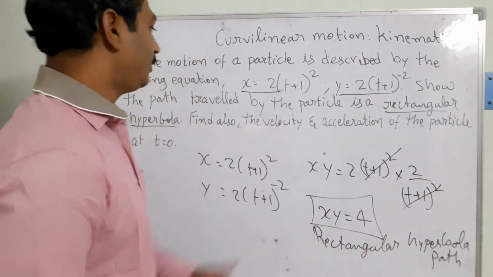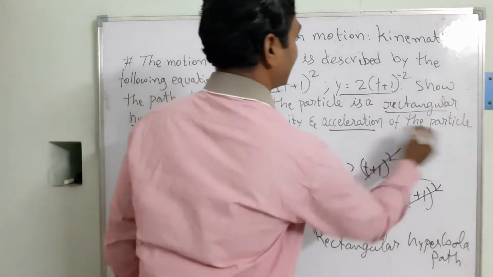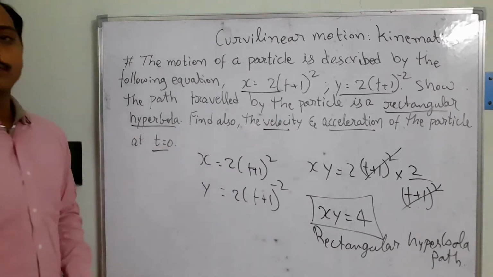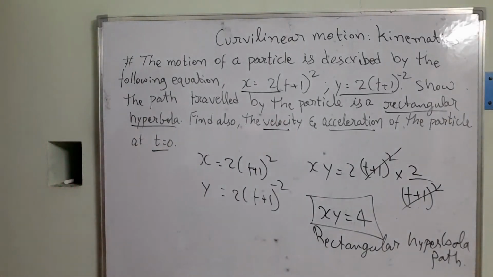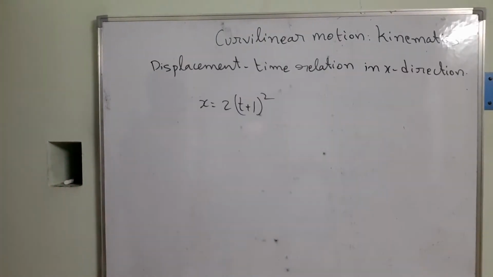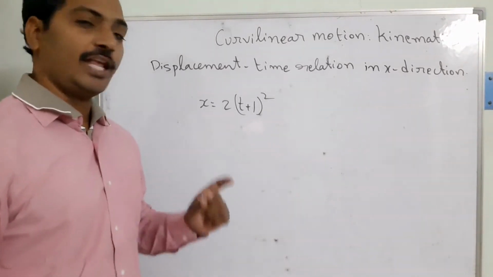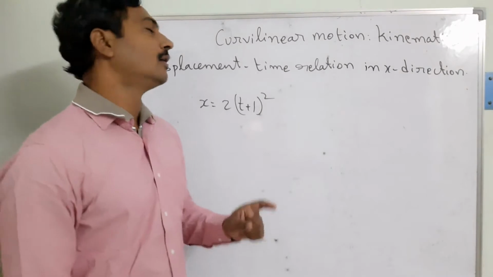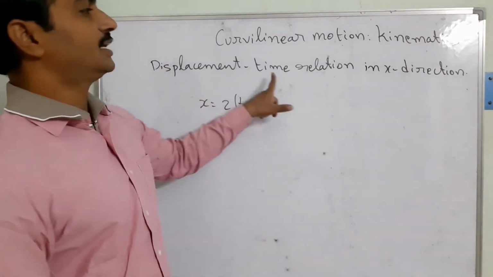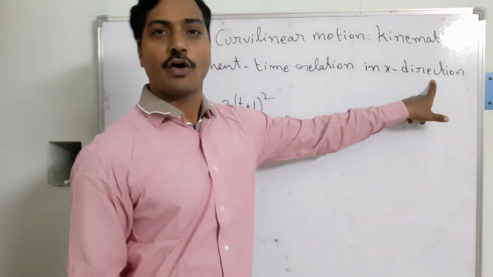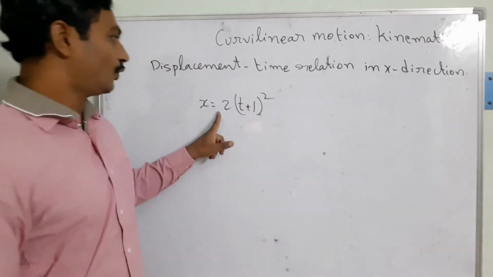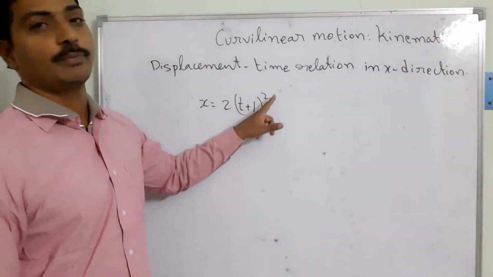So now we will try to find the velocity and the acceleration at t equal to 0. For this one, the displacement-time relation in the x direction has already been given: x is equal to 2 into (t plus 1) to the power of square.